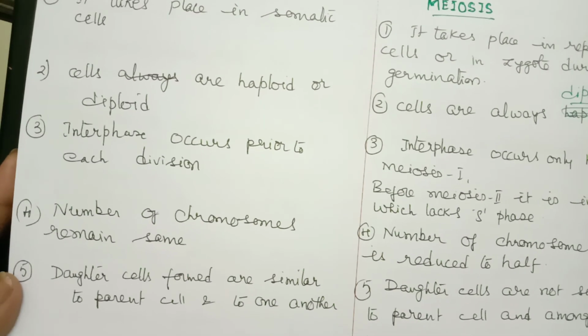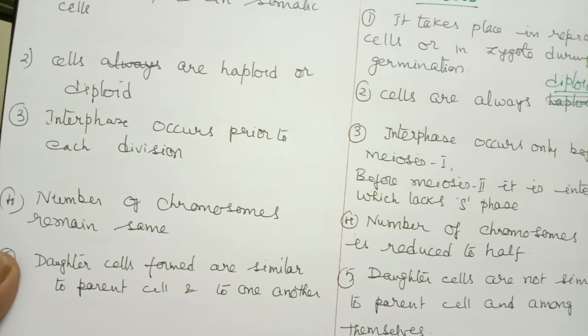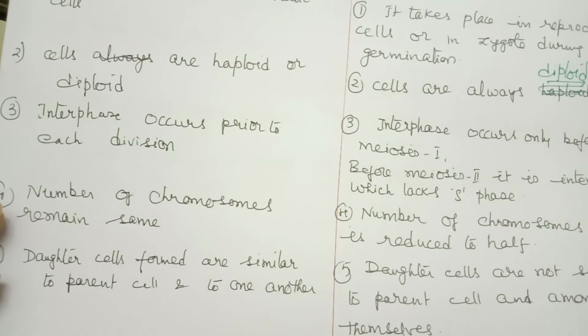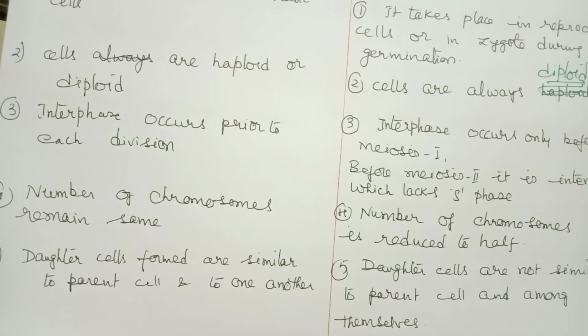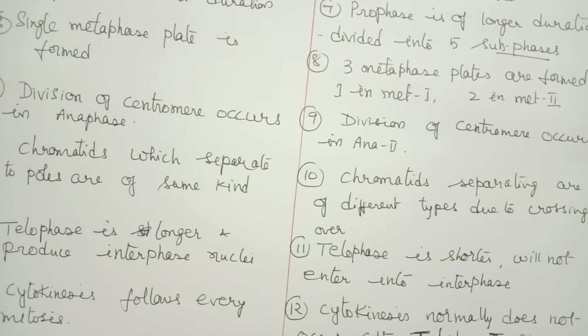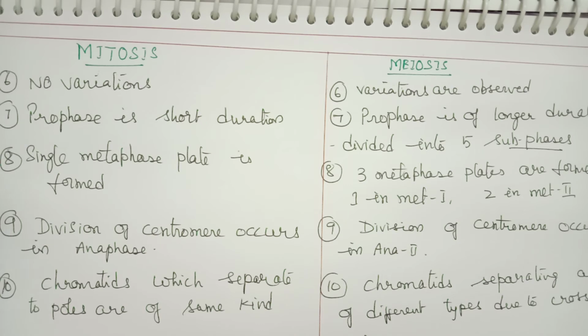Now next, in mitosis the number of chromosomes remains the same, and in meiosis the number of chromosomes is reduced to half in the daughter cells. Next difference, in mitosis daughter cells formed are similar to the parent cell and to one another. But in meiosis, daughter cells formed are not similar to the parent or to themselves. Then, next difference, there are no variations occurring in mitosis. Variations are observed in meiosis.